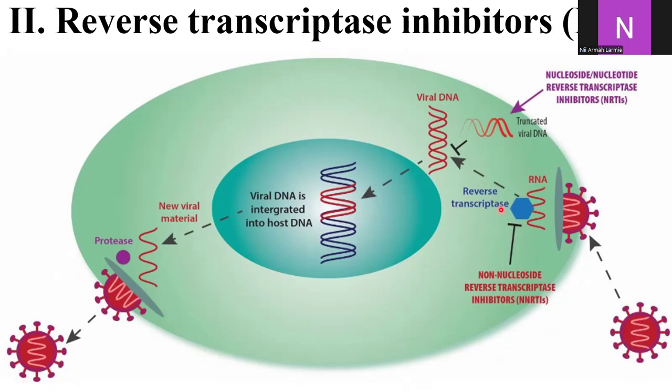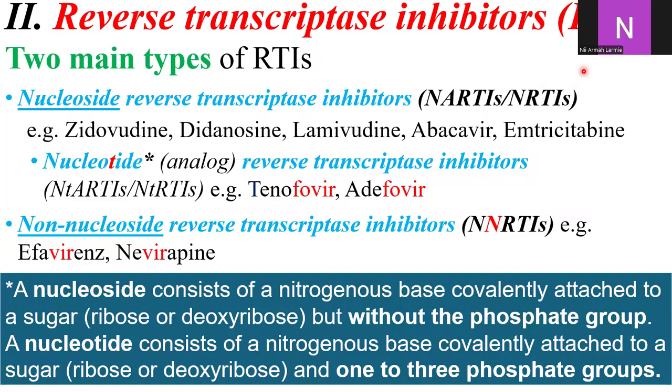This enzyme we can inhibit directly by using the non-nucleoside reverse transcriptase inhibitors. They directly inhibit the reverse transcriptase enzyme, or we can indirectly inhibit it by using the nucleoside reverse transcriptase inhibitors. In this case, it is a competitive inhibition by using the basic building blocks. So there are two types of reverse transcriptase inhibitors: the nucleoside reverse transcriptase inhibitors and the non-nucleoside reverse transcriptase inhibitors.